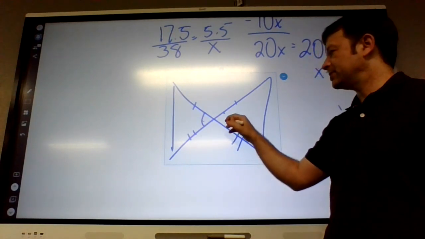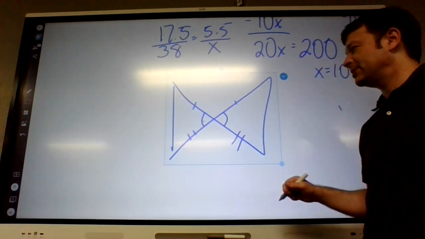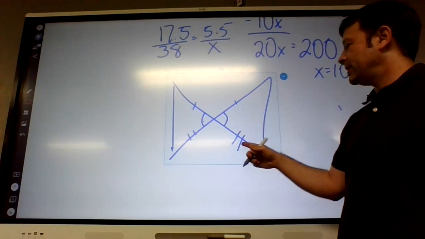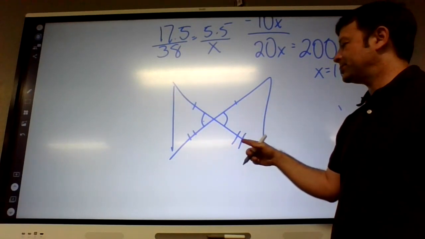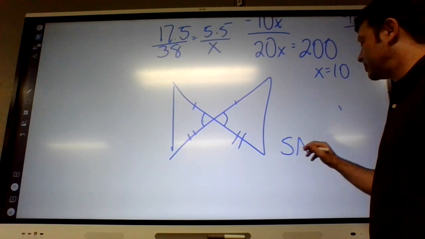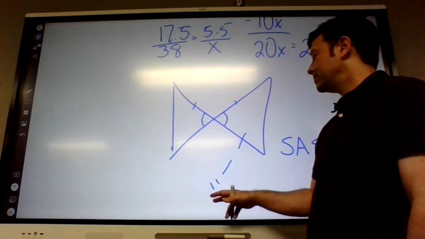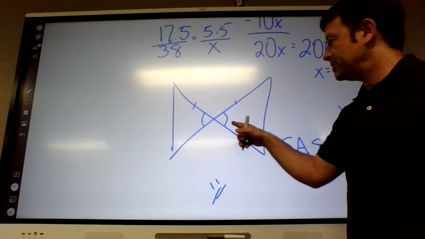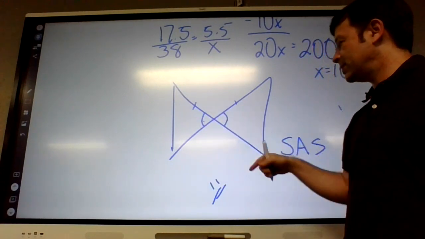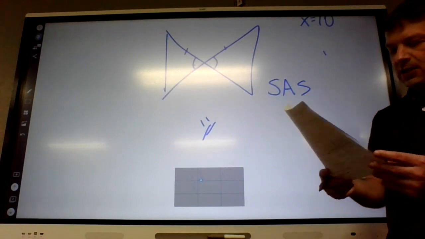Vertical angles are congruent, so how do I know these two triangles are similar? Side angle side. Now, usually these marks aren't right. That's supposed to mean they're congruent, not that they're the same ratio. But, yeah. These ratios are the same, and this angle between them is the same, side angle side.